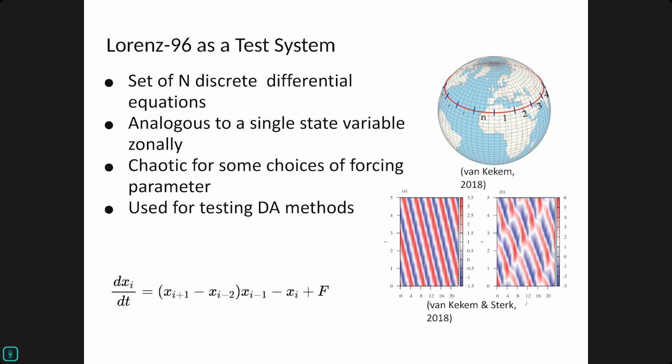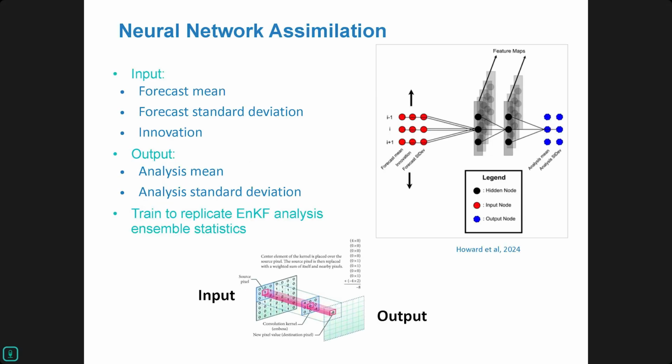So we took this and tried using the machine learning method to emulate DA in this system. The input to the machine learning was the forecast mean, the innovation, which is the observation minus the model observation, and then the forecast standard deviation, which is the uncertainty in the forecast.